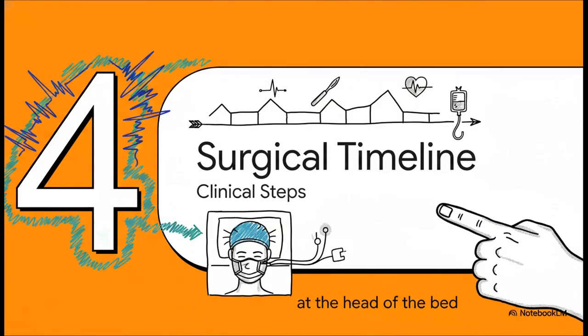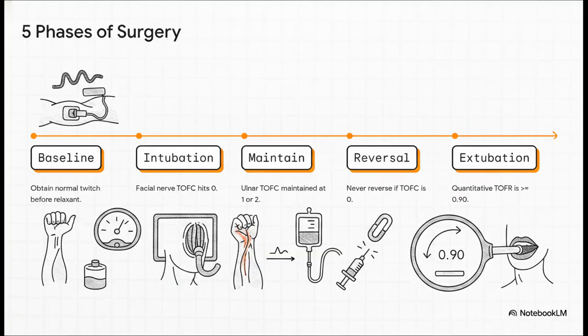Section 4, the surgical timeline. Let's put this into practice. Let's walk through a real-world case timeline. At minute 0, your patient is asleep, but they're not yet paralyzed. You run a baseline TOF just to ensure your current is set right, and you can see what their normal twitch looks like. Boom, minute 3, you've pushed your NMBA. You're monitoring the facial nerve, and you're watching that count drop to 0. Once it hits 0, vocal cords are fully relaxed, and you intubate.